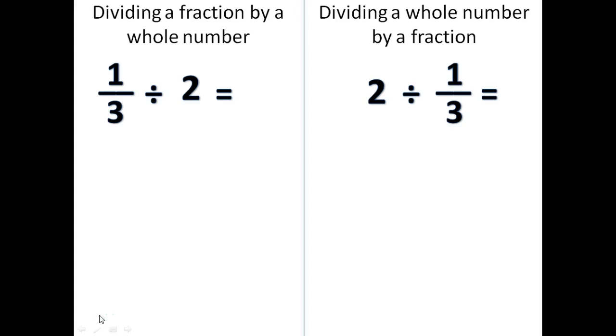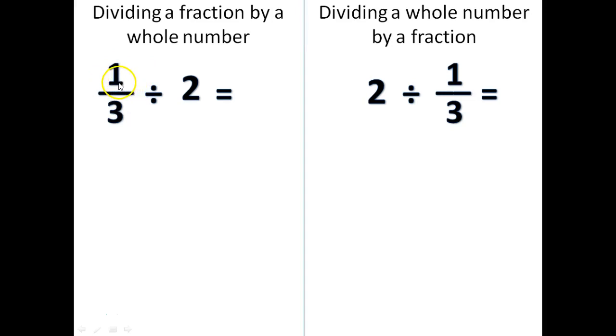Today, we're going to be dividing a fraction by a whole number and also dividing a whole number by a fraction. At first glance, these two math equations seem very similar, but these are actually two different math equations. Here, we have a fraction divided into two. Over here, we're dividing a whole number into thirds.